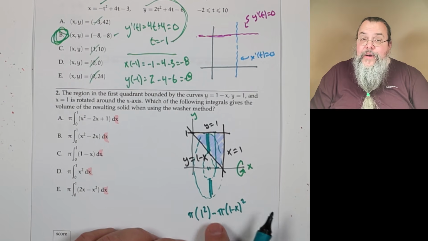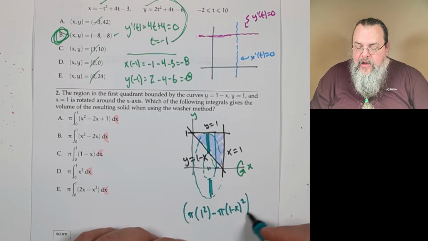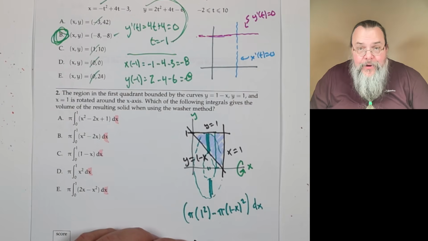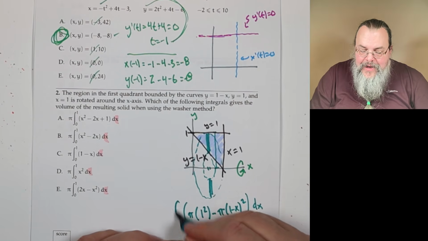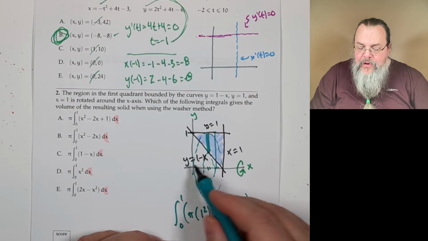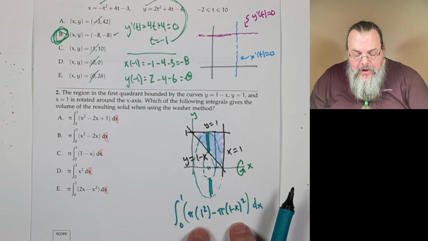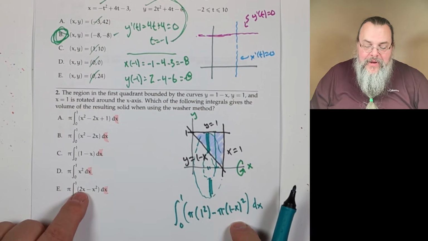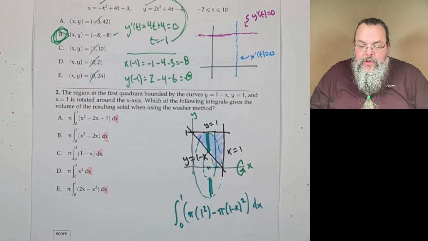Now that's the area of a cross section. Multiply that by the width. That's the volume of a cross section. Now you add up the volumes, and we're going from 0 to 1. So we say, great, that's what we're looking for. And that's not what any of these say. But there's certainly a case that we can rewrite.